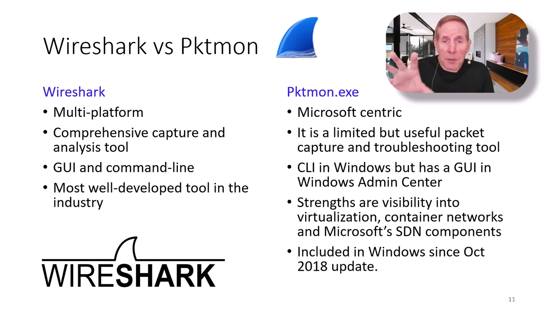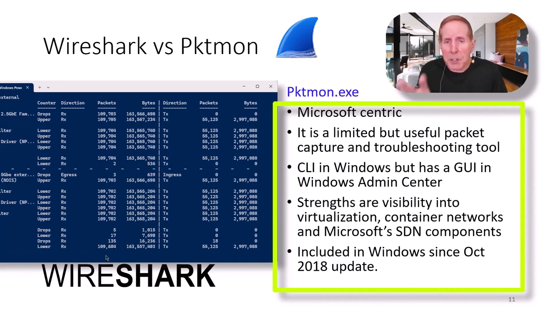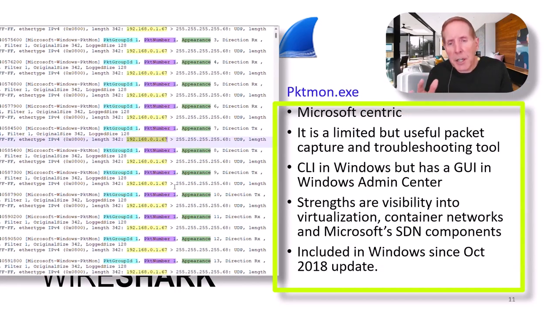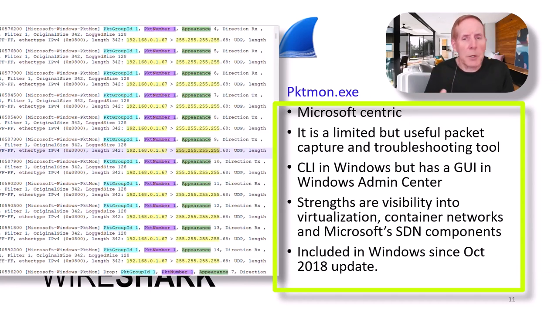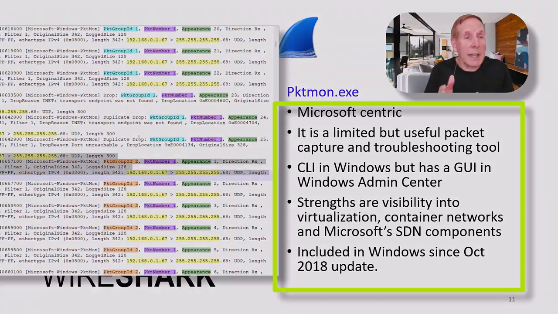Over here on the right-hand side, Packet Monitor is Microsoft-centric. It's limited, but it's a useful packet capture tool and troubleshooting tool. It runs command line in Windows and does have a little bit of GUI if you're using it with the Windows Admin Center. Its strength is visibility into virtualization, container network, and Microsoft SDN components. It is included in Windows since the October 2018 update.